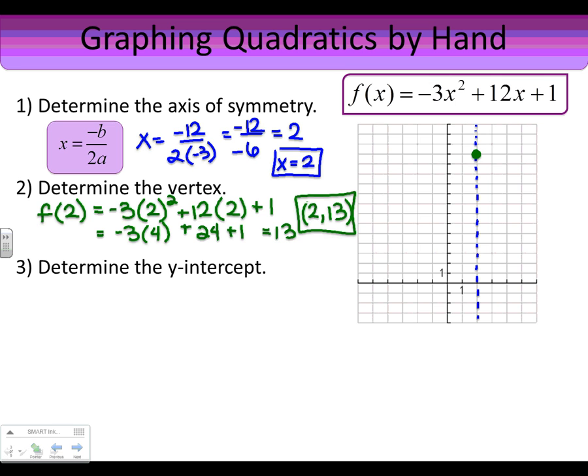So the first thing we're going to do is determine the y-intercept. Do you remember how to find the y-intercept from the standard form equation? Since you plug in 0 for x, the y-intercept is just going to be the c value in your standard form equation, because when you plug 0 in for x you just get 1. So 0, 1 is our y-intercept.